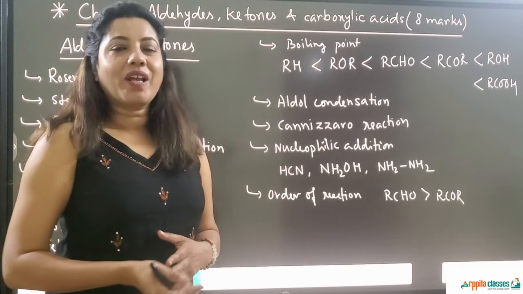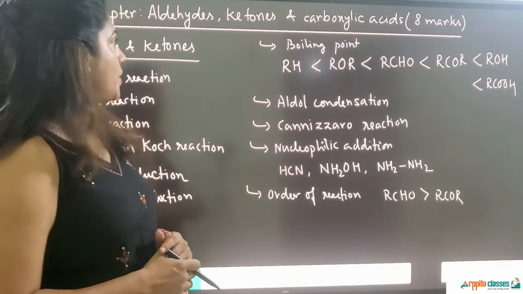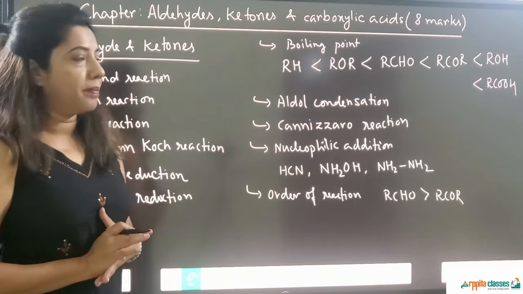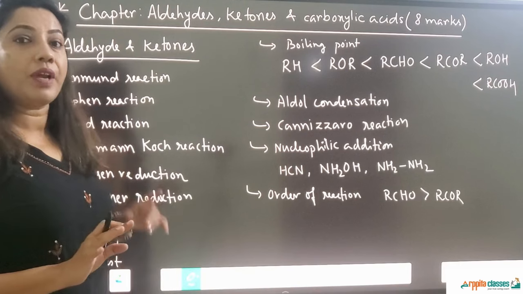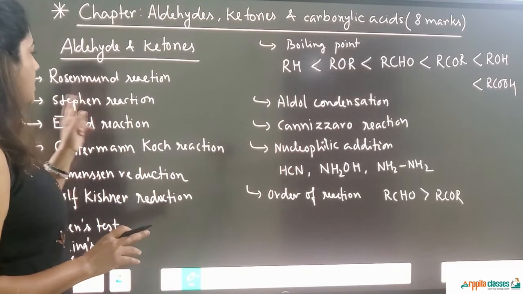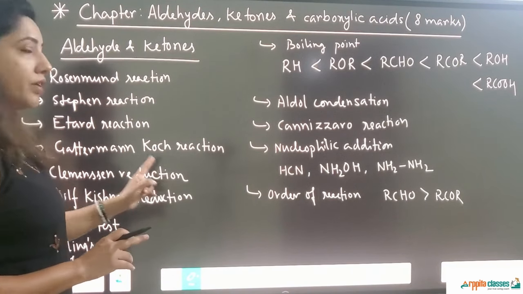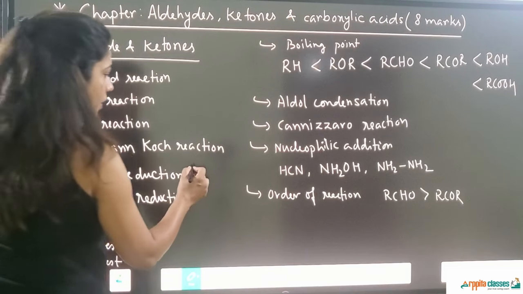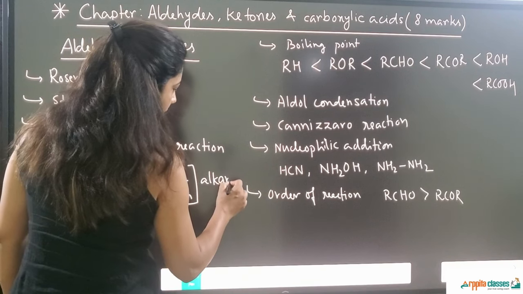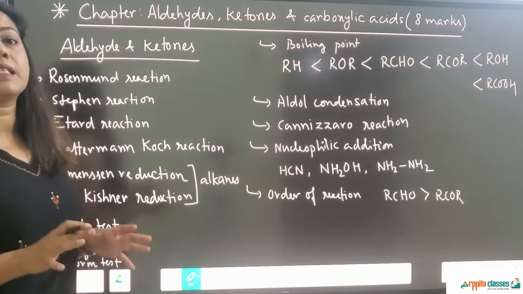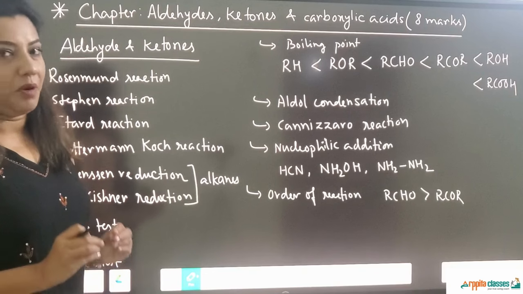So the next chapter in organic chemistry is aldehydes, ketones and carboxylic acid, which has 8 marks. Okay, this is again a very important chapter. From aldehydes and ketones, we have to again prepare all the name reactions. We have Rosenmund reaction over here. We have Stephen reaction and Etard reaction, Gattermann-Koch reaction, Clemmensen reduction and Wolff-Kishner reduction. You know that these two reductions give rise to alkanes. The product is alkane. So prepare these name reactions very nicely. You are not allowed to forget anything about these name reactions.